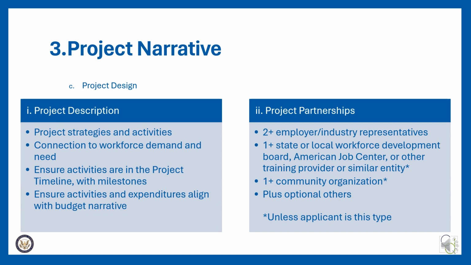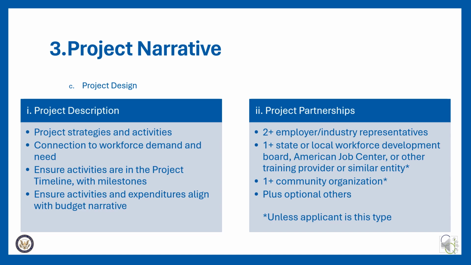You must also include specific information about your project partners in this project description section. There are 3 types of required partners. You must have committed partnerships with evidence of commitment from at least 2 employer or industry representatives, from one state or local workforce development agency, unless you as the applicant are a workforce agency, and one community organization, unless you yourself are a community organization. You can also mention other partners, and the FOA gives examples of types of other partners on page 27.